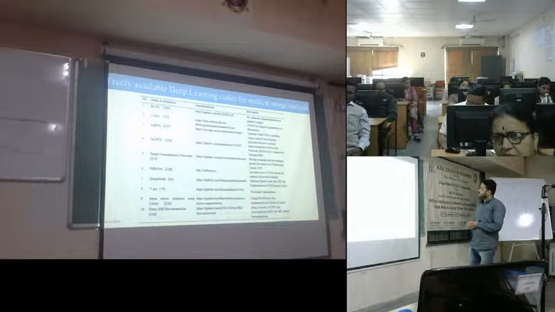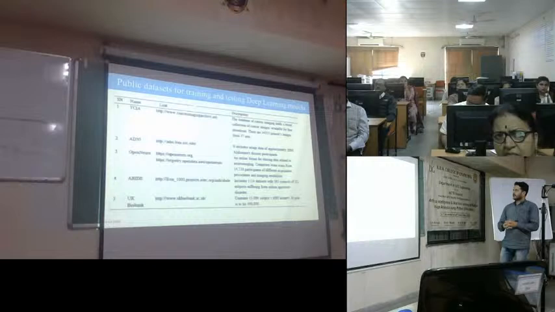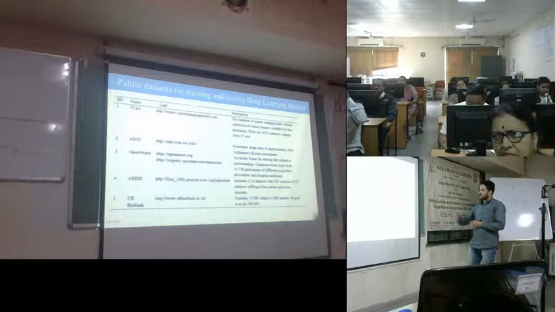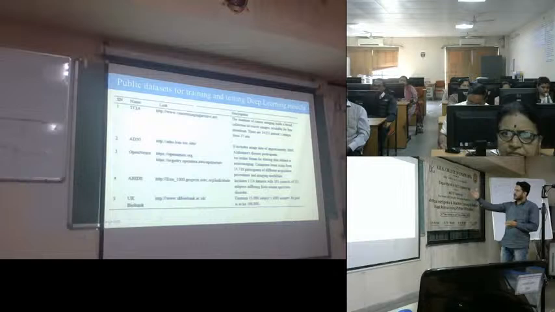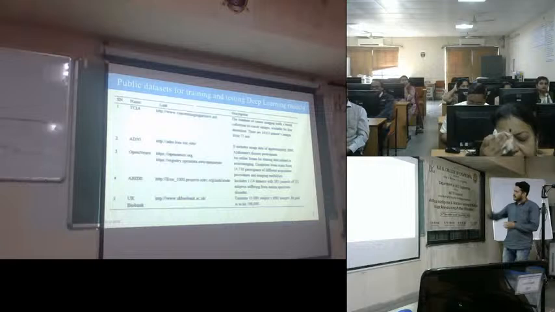Next, the authors have also given the data sets, because data collection is a very challenging task in the image processing area. Therefore, public data sets are available for training and testing deep learning models. So researchers can use these for their different applications. For example, the first is a data set of 14,355 patient images from 77 states for cancer detection. Similarly, for different diseases, they have provided data sets.